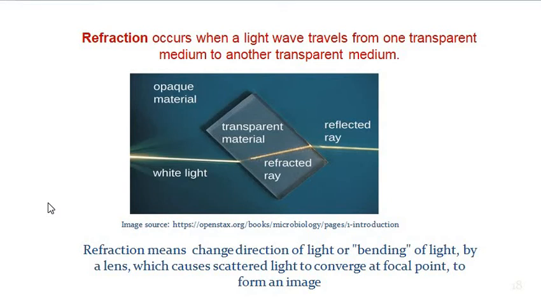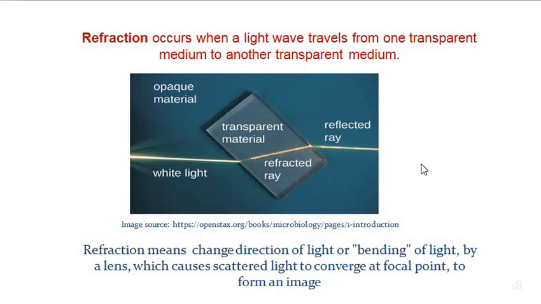The half angle of the light wave depends on the refraction of light. Refraction is a property of light that occurs when a light wave moves from one transparent medium to another transparent medium. When light passes from air and enters a transparent medium like glass, the direction of light is changed, and when it passes through the glass and again into another medium, it is deflected in another direction. So refraction means a change in direction of light, or bending of light by a lens.